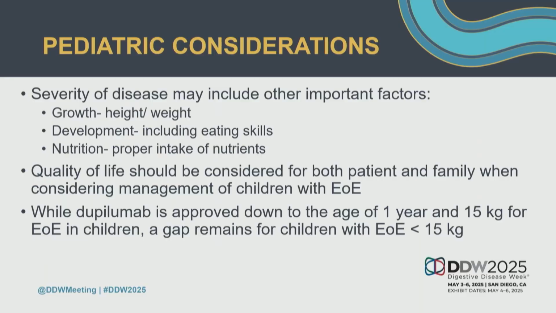So a few pediatric considerations. I know that in adults we use IC and a lot of other thinking about fibrostenotic phenotypes, et cetera. But I think in pediatrics, we do consider the severity of disease may include other factors, such as height and weight and growth overall. We also think about development and eating, children and their eating skills, and then their nutrition, the proper intake of nutrients when thinking about diet elimination.